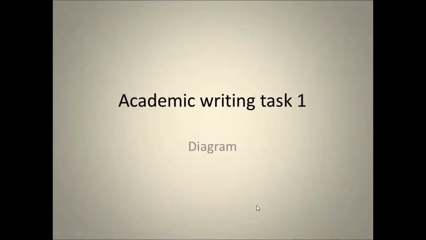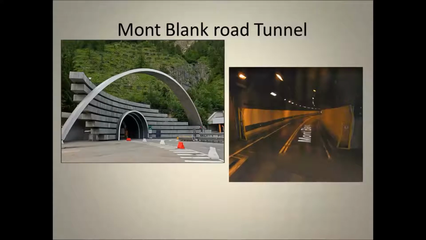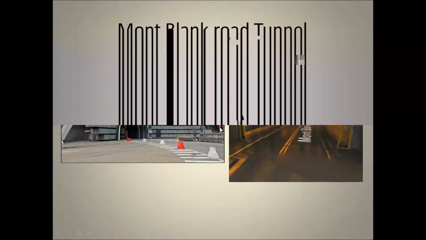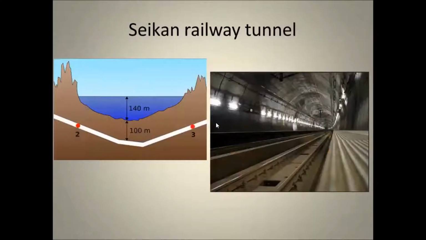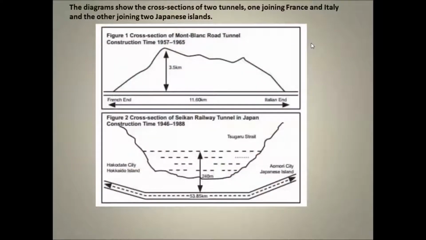For academic writing, task 1, you may get a diagram sometimes to write a report on. So in this example, I'm going to compare two diagrams of tunnels. One is Mont Blanc Road Tunnel. You see a picture of that. And the other one is Seikan Railway Tunnel in Japan. Let us study the cross-sectional views of the two tunnels and read the questions.